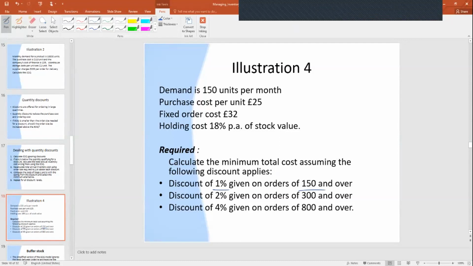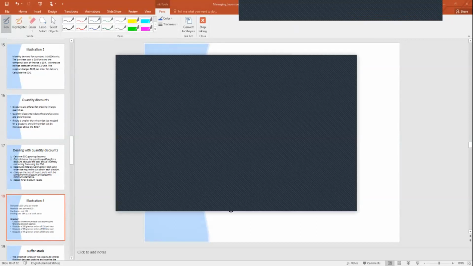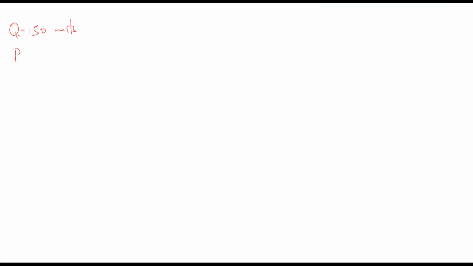Let me just share my board here. Okay, so Q of 150. Don't forget here, you're getting a discount, 1%. Therefore, the purchase price is not fixed. It's 1% less. But the implication is that now we can include the purchase cost as part of the relevant cost of inventory. Therefore, the purchase price is 99% of 25.